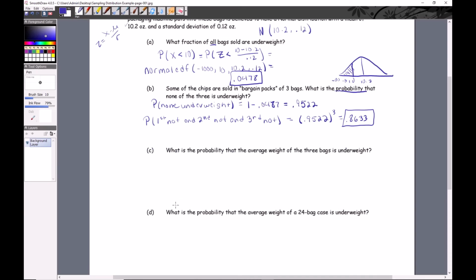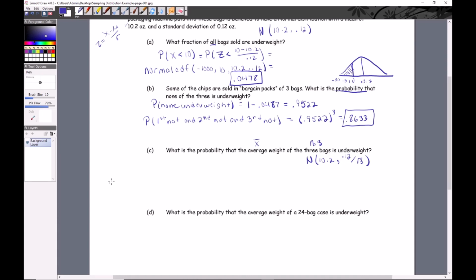So let's see what we have for number 3. What is the probability that the average weight, so an average would be X bar, of the 3 bags is underweight? Let's set this up. Here n is 3, and since the population is normal, your sampling distribution is also normal, centered at mu, so 10.2. But you change your standard deviation into standard error, so that'll be 0.12 divided by the square root of 3.